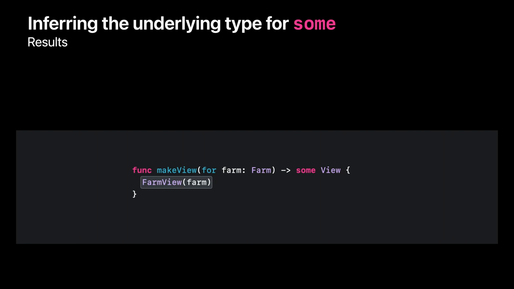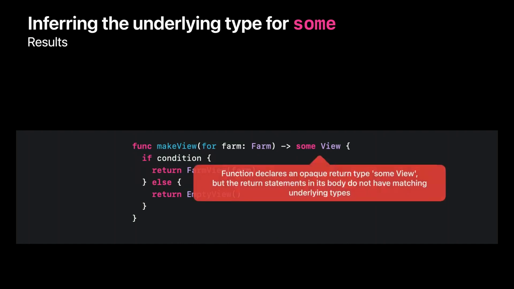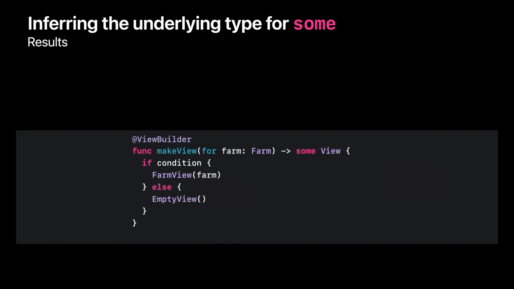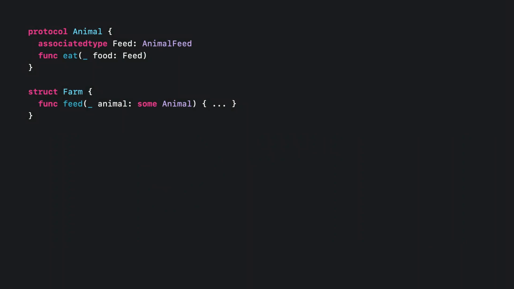This means the underlying return type has to be the same across all return statements. And if it isn't, the compiler will report an error that the underlying return values have mismatched types. For an opaque SwiftUI view, the ViewBuilder DSL can transform control flow statements to have the same underlying return type for each branch. So in this case, we can fix the issue by using the ViewBuilder DSL. Writing an @ViewBuilder annotation on the method and removing return statements will enable the result to be built for us by the ViewBuilder type. Let's go back to the feedAnimal method.